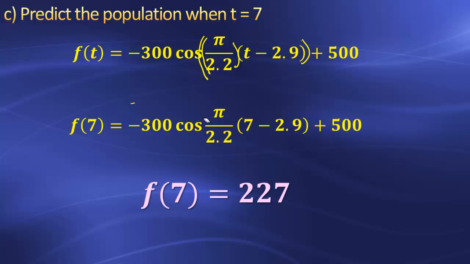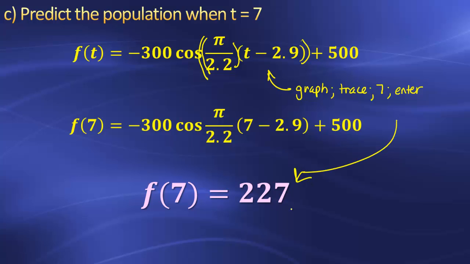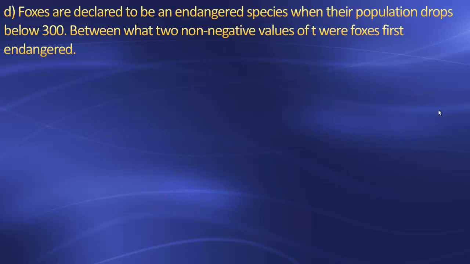And you should end up with 227. The other thing you can do is put it in this same way into your graph and graph it. You can hit graph, trace, 7, enter, and then look at your y value. It should be that. All right, so that's two ways of doing it. Yes, you'll be able to use your calculator.